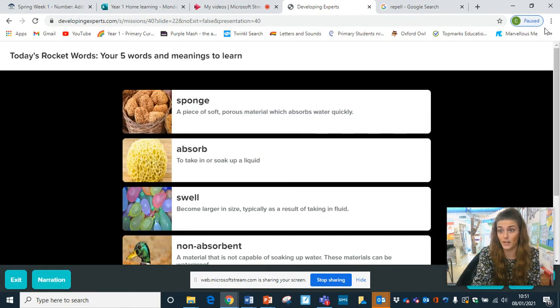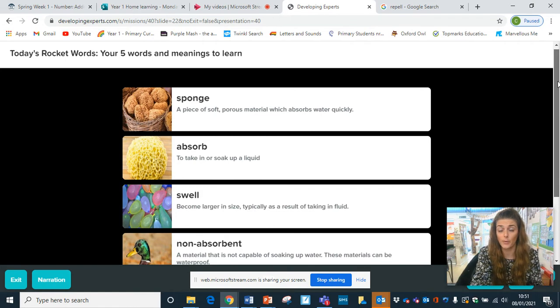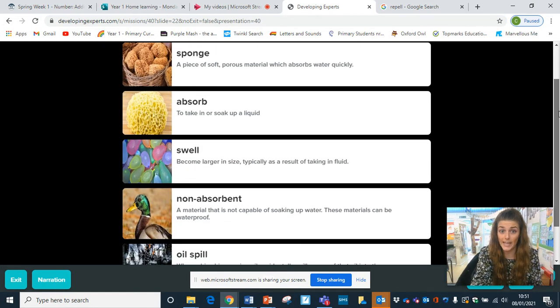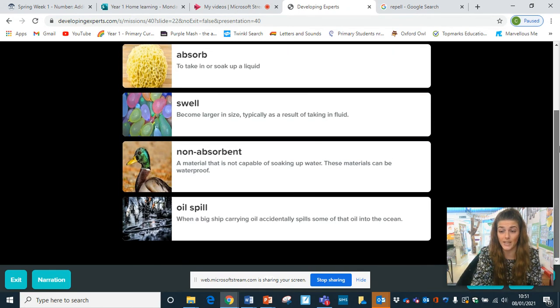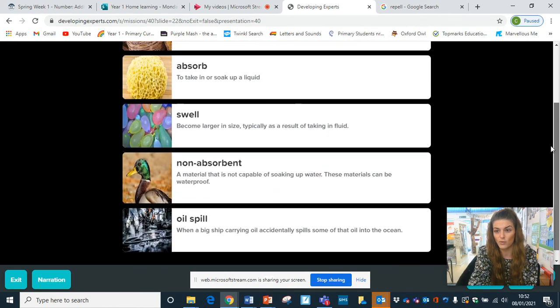So just go over the key words again. Sponge: a piece of soft porous material which absorbs water quickly. Absorb: to take in or soak up a liquid. Swell: become larger in size, typically as a result of taking in a fluid. Non-absorbent: a material that is not capable of soaking up water. These materials can be waterproof. An oil spill: when a big ship carrying oil accidentally spills oil into the ocean. So again, just to recap.